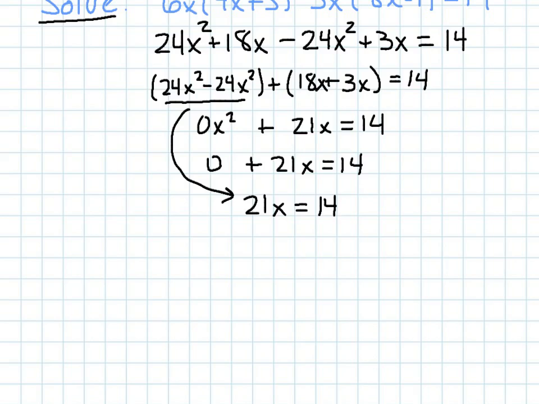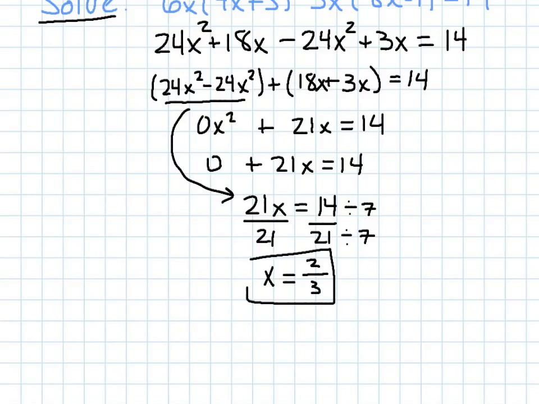So now I have a one-step problem left to get x by itself. I need to divide both sides by 21 because that's what's being multiplied to my x value so that I can get it by itself. So 21 divided by 21 gives me 1. So I'm left with x on the left side. And on the right side, 14 and 21 both have 7 in common. So 14 divided by 7 would be 2, and 21 divided by 7 would be 3. So my answer would be x equals 2/3. Okay?